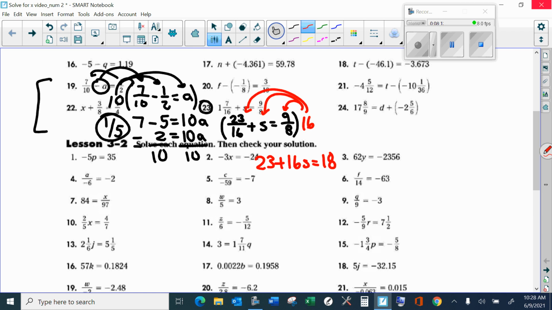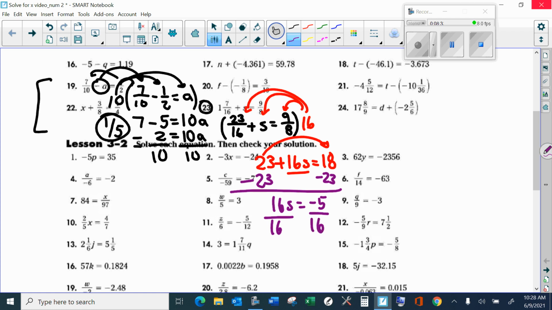My coefficient for the S is positive, so I keep it on this side. So that means I'm subtracting the 23 across. The opposite of plus 23 is -23. So now I have 16S equals -5. Last step, opposite of multiplication is division. You're always dividing by the coefficient of the variable. And the coefficient is only the number in front of the variable.